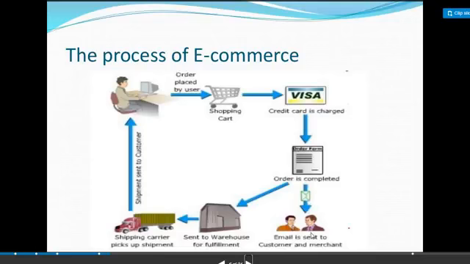Here see, a message is emailed to the customer or merchant or business person. Then the order is sent to the warehouse for fulfillment. Then from the warehouse to the shipping courier. Then the shipment is sent to the customer. This is the whole process of electronic commerce, normally done in Amazon.